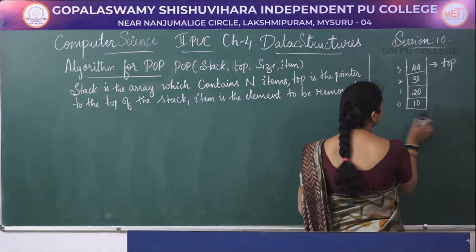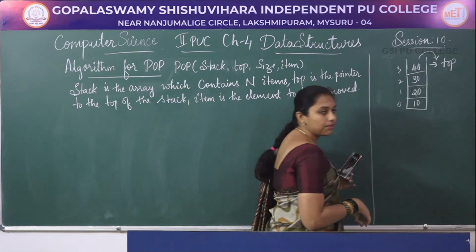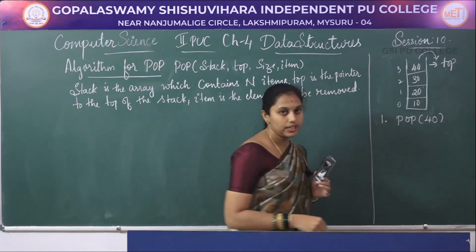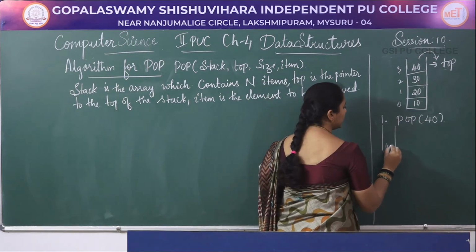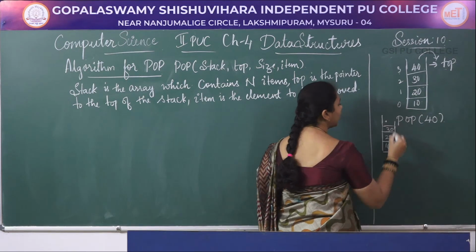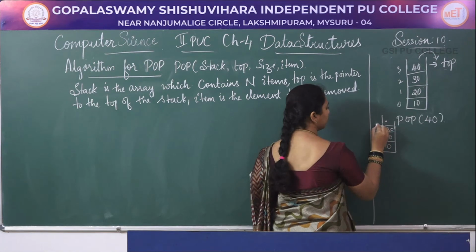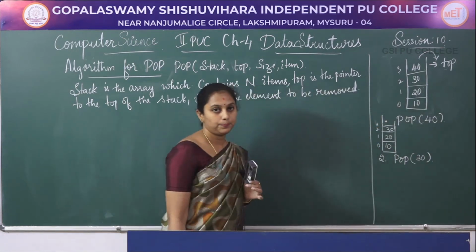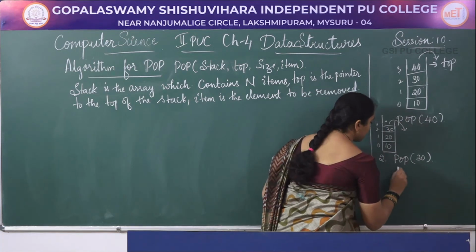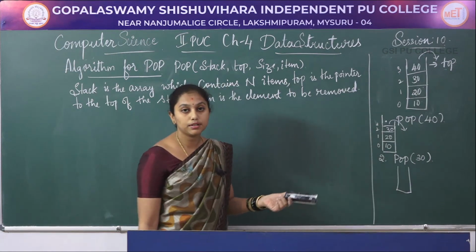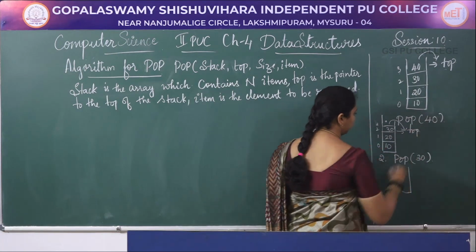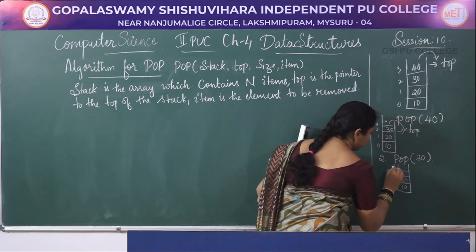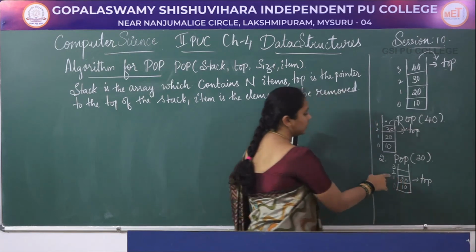So how to remove? First we have to remove 40 from the stack. That is, in the first step we are popping out an element called 40 from the stack. Now the stack contains only 10, 20 and 30 as its items. In the next step, I am going to pop out an item called 30. So insertion and deletion takes place at the same end called top. So now the stack contains 10 and 20. So the top of the stack is now 1.